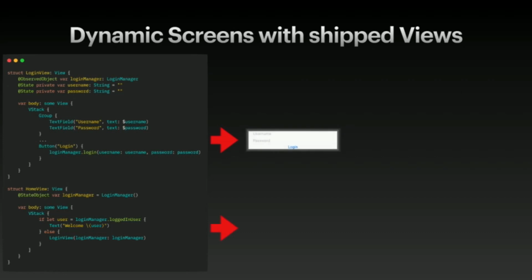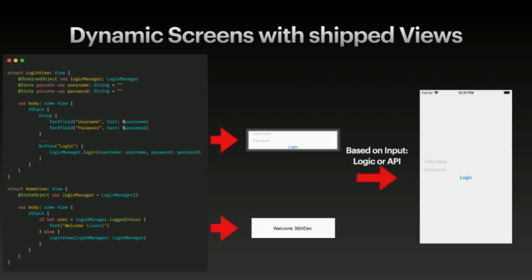In this case, we have a login screen and a home screen, and we have logic in place in the home screen that shows whether the user is logged in or not. It would be showing either the login screen if you're not logged in, or the home screen if you're logged in, which then again is based on the input, the logic or API, and this could be anything at this point. It would look like this: you type in your username and your password, which is hidden in this case, and you would get to the home screen based on that logic. So very simple in this case again.